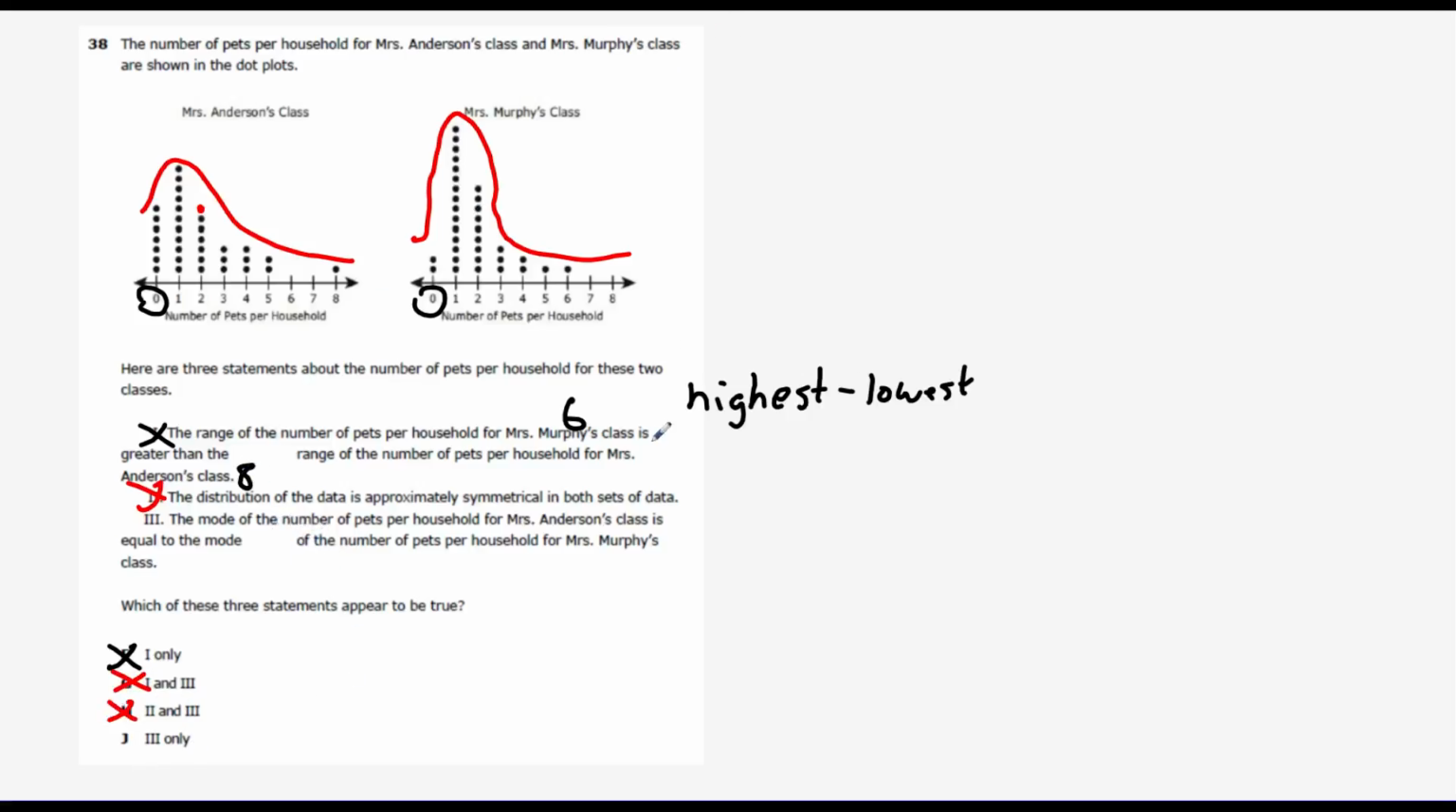Now let's just check it. So mode number of pets is equal to the mode for the other. So mode is the number that shows up most often.